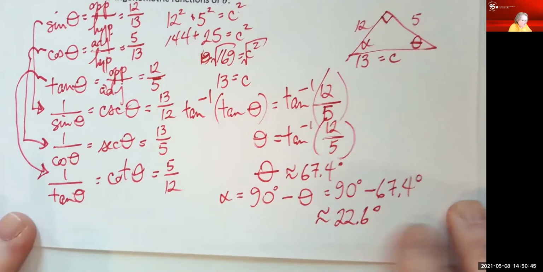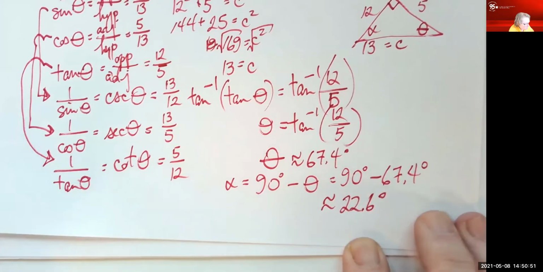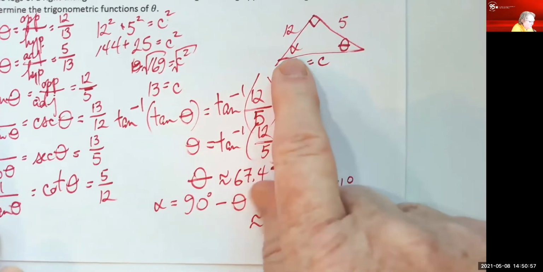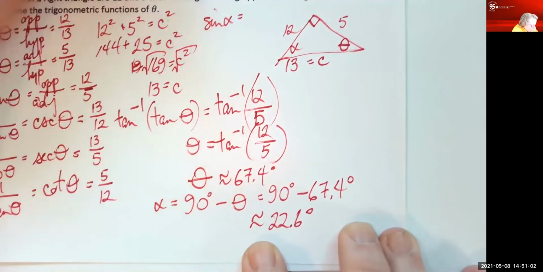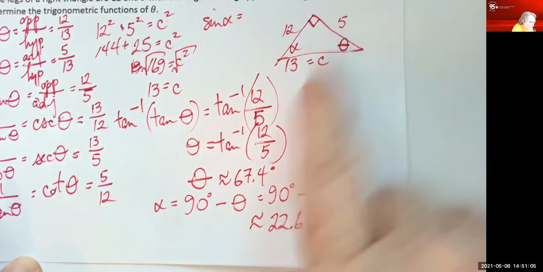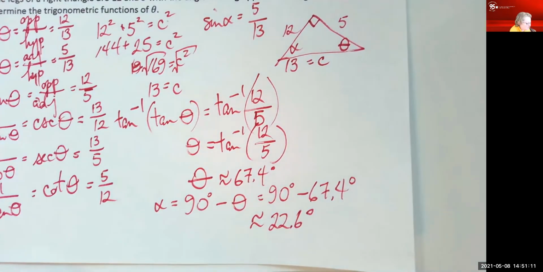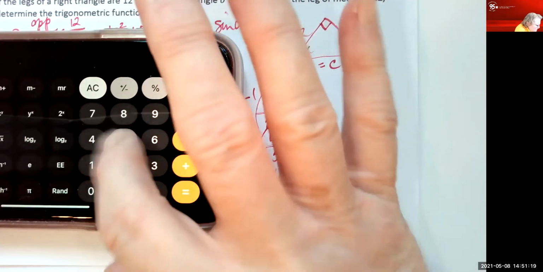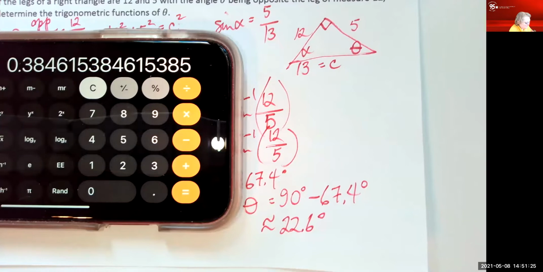Let's see if I'm on track with angle alpha. From the point of view of angle alpha, I know that its sine should be 5/13. Let's see what 5/13 is, and let's see what the sine of 22.6 is. That should be the same. So 5 divided by 13 is 0.3846 approximately.